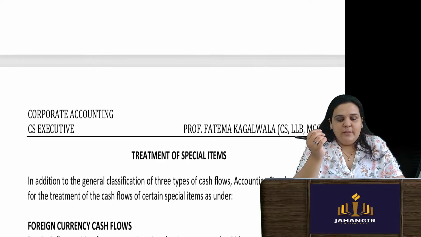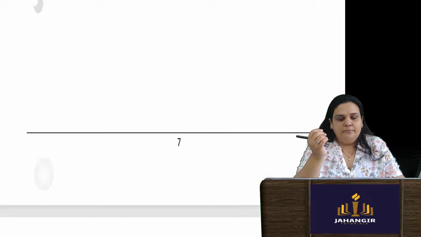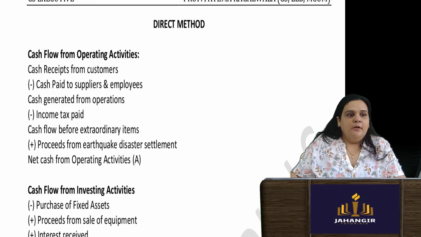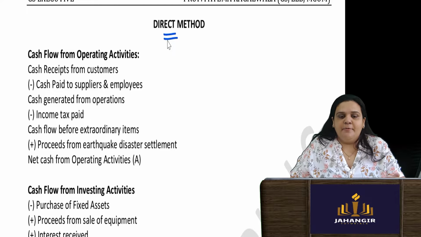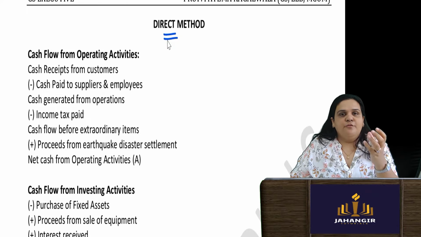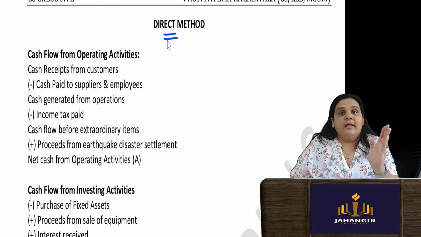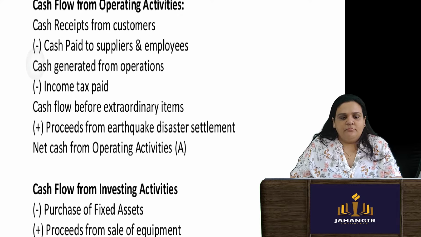Okay, so there is a way to show this particular statement. There are two methods which we have to follow. One is the direct method and the other is the indirect method. Now from your exam point of view, both are important. They might just give you certain information and ask you to find cash flow from either investing, financing or operating activities, or they might ask you a full-fledged sum. And it can be of the indirect method also.